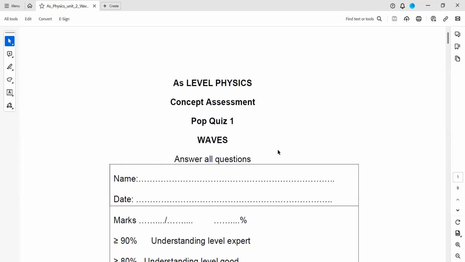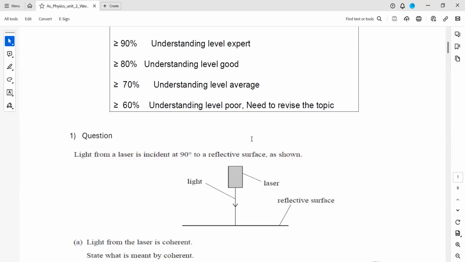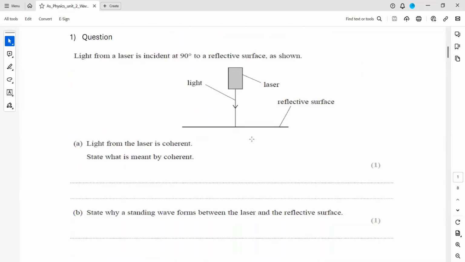So this one is a pop quiz which is related to topic waves. In the first question, light from a laser is incident at an angle of 90 to the reflecting surface. So this is a reflecting surface.